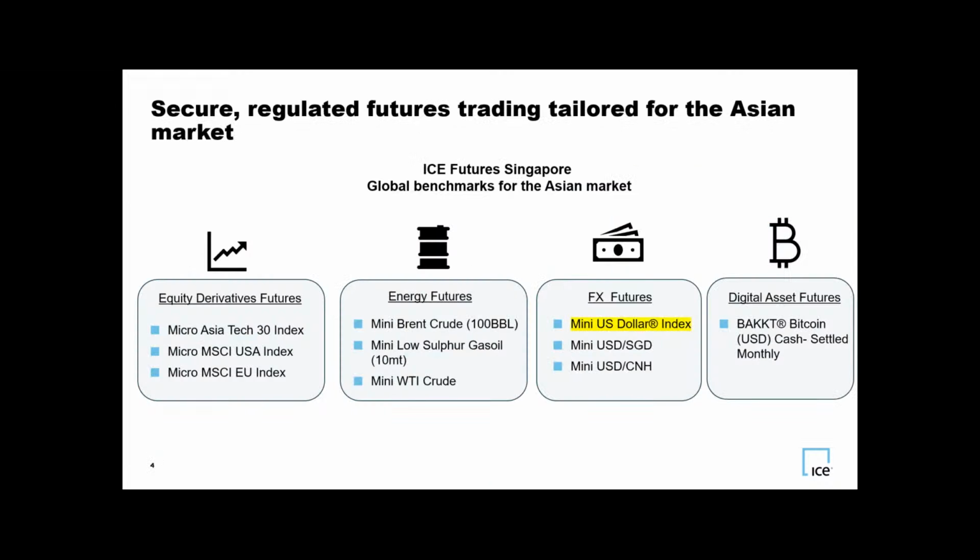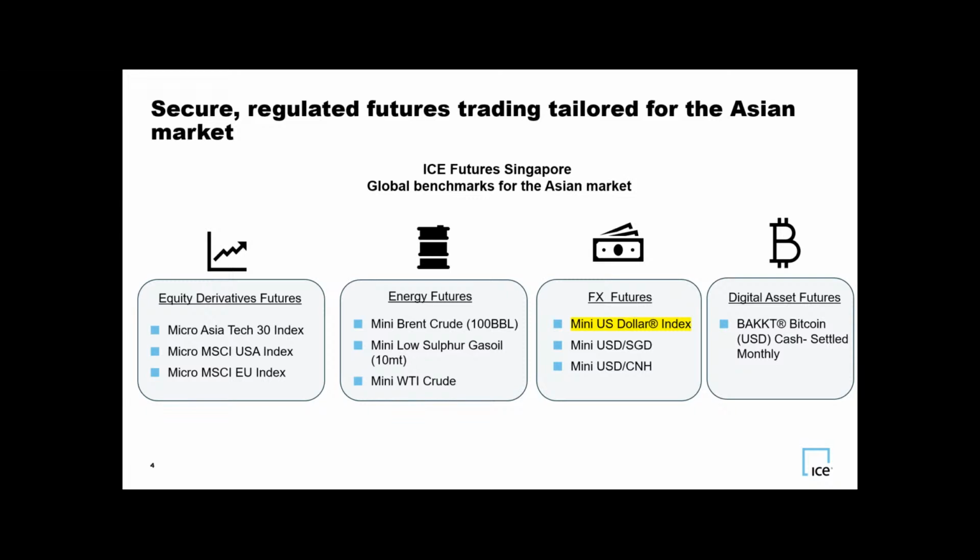So on ICE Futures Singapore, you know that we operate 10 exchanges around. So what is ICE Futures Singapore? What are the products that we have? In terms of equity derivatives futures, we have a micro Asia Tech 30, a micro MSCI US, and a micro MSCI Europe. We have a mini version of the Brent crude oil, which is a very popular brand. The standard contract is 1,000 barrels, but on ICE Futures Singapore you can get it for one contract of only 100 barrels, so it's a mini version of it.